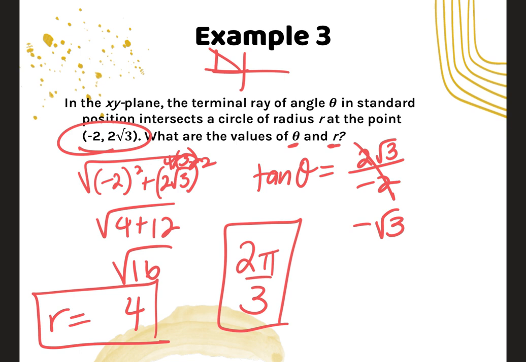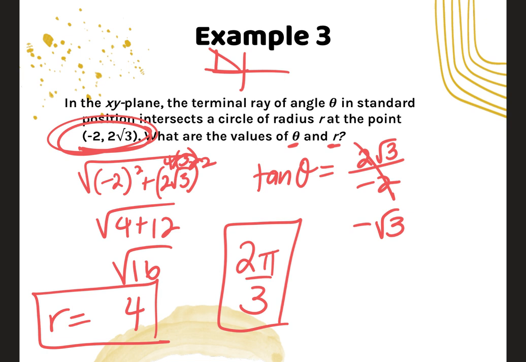Questions? So these can be weird coordinates, but they will always reduce. When I put them y over x, it has to be either 0, undefined, root 3 over 3, 1, or root 3. Those are your only options. Then you have to figure out your quadrant from there.